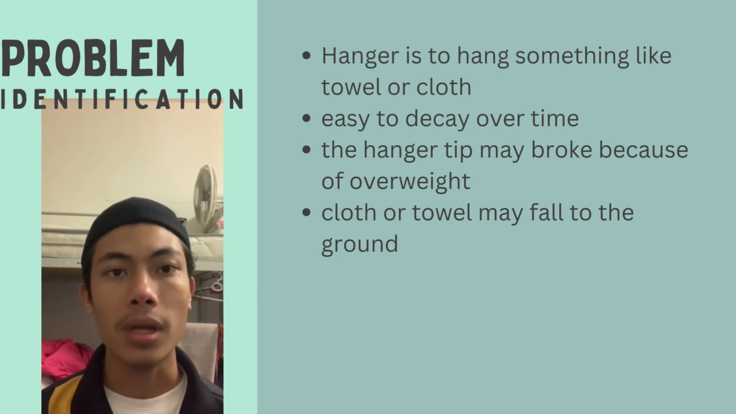So the thickness of the hanger may be the most important thing to consider in case people want to hang a cloth or towel. If you look closely, the tip of the hanger is very thin. This might break the tip when there is overload weight on the hanger. Thus, the clothes or towel may fall to the ground if the hanger breaks.